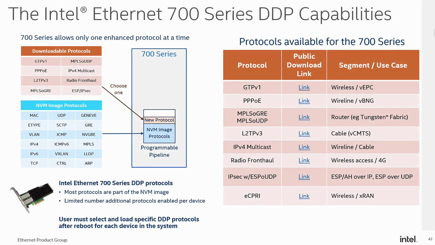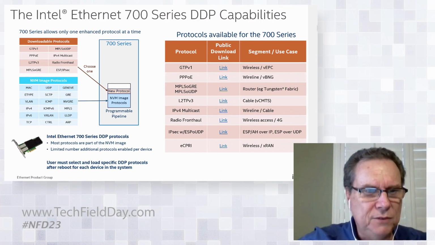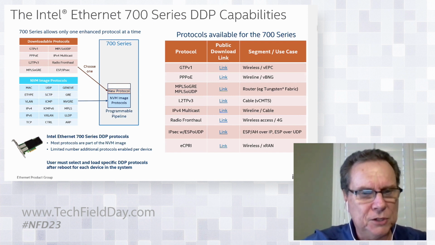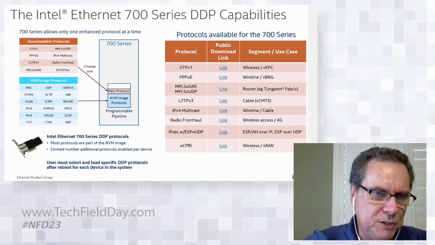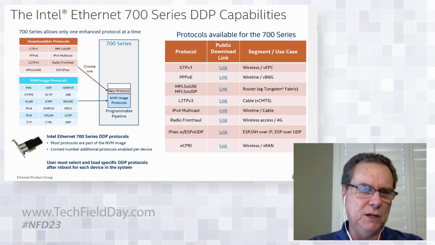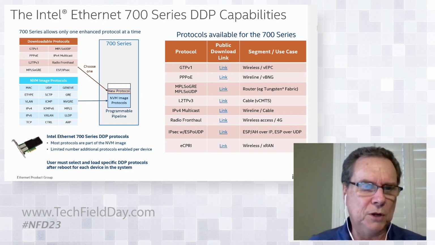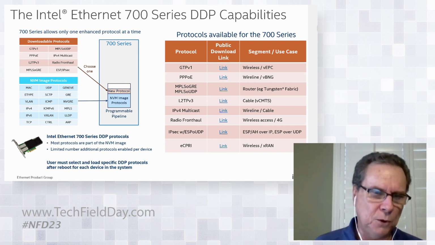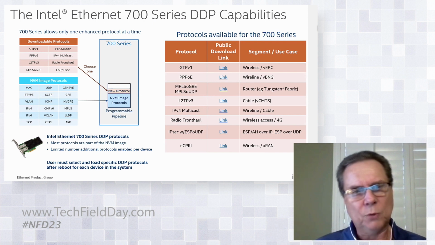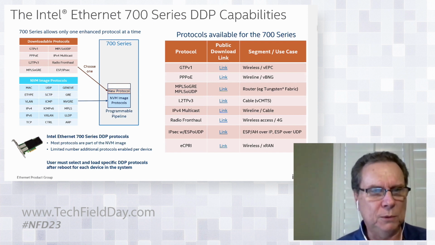This shows a simplified view of the 700 series and what types of DDP capability we have. We have these NVM image protocols, which are more standard protocols, as I mentioned earlier. When the NIC boots up, it loads these protocols into the parser block from the NVM image. And then on top of that, you can load one of the more advanced protocols, or maybe two at most.